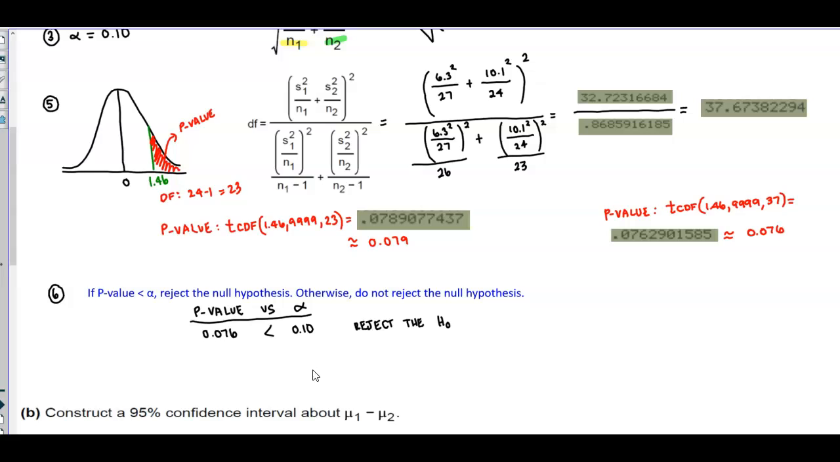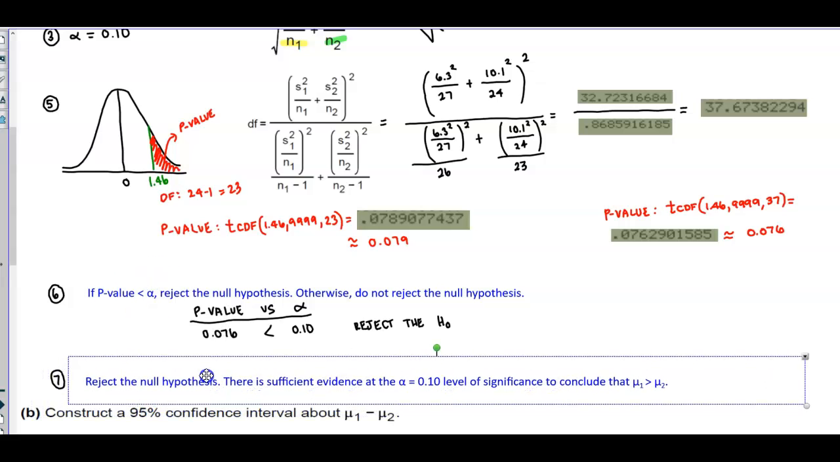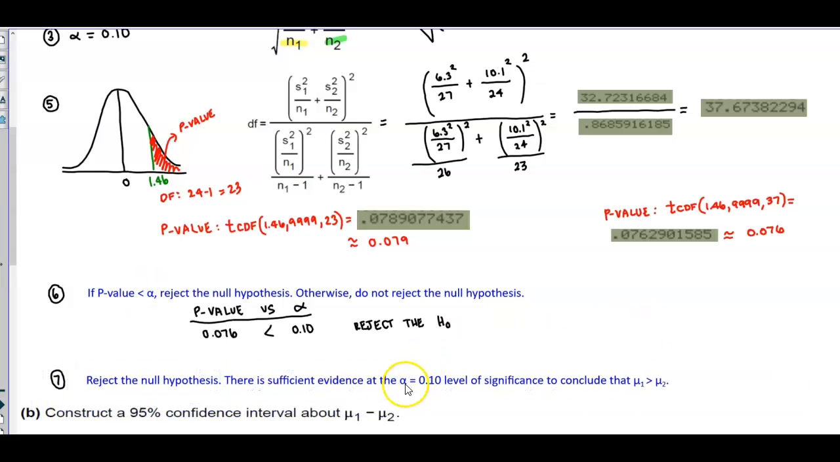So therefore, we can write the conclusion and state the following. Reject the null hypothesis, and then we would say that there is sufficient evidence at the alpha equals 0.10 level of significance to conclude that population mean 1 is greater than population mean 2.